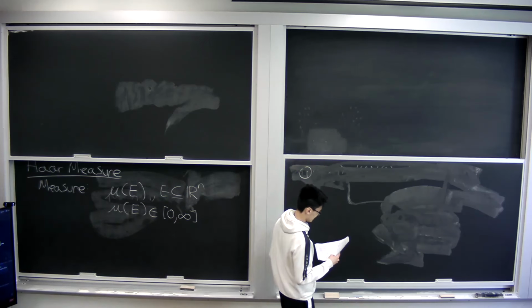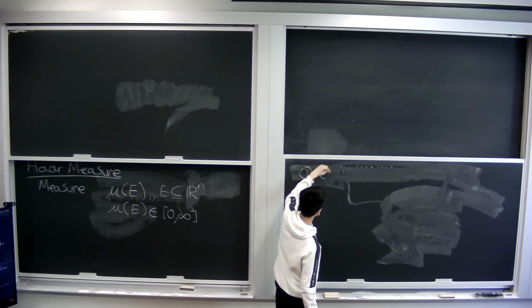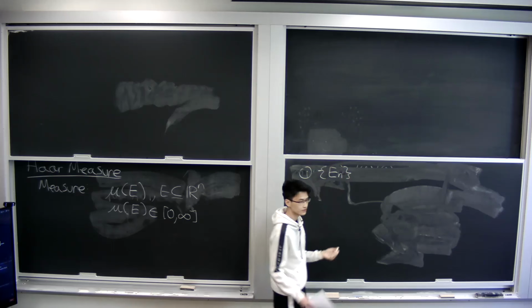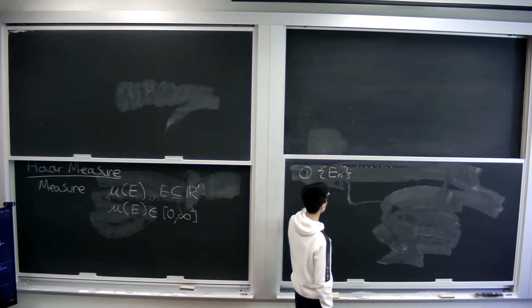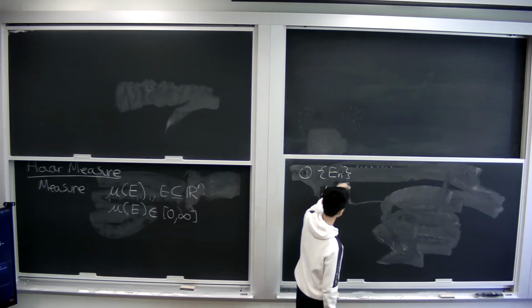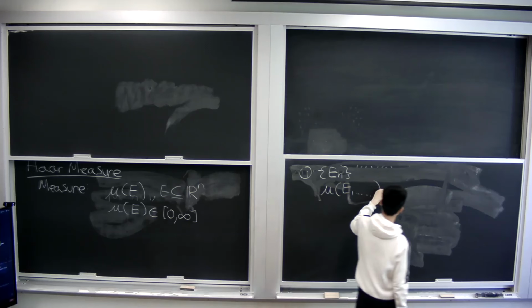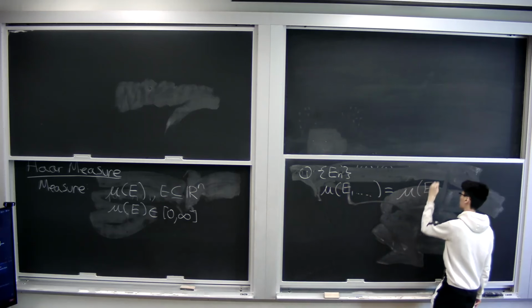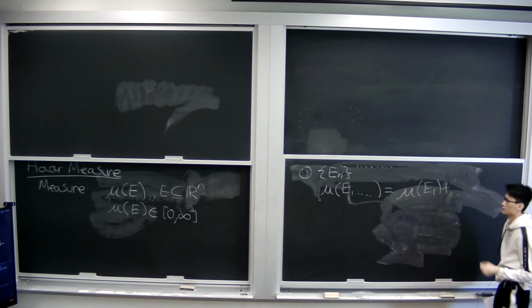One, if we have a disjoint sequence of subsets in R^n, finite or infinite, then mu of the union of these sets is equal to mu of E1 plus mu of E2 plus and so on. That's the first rule.